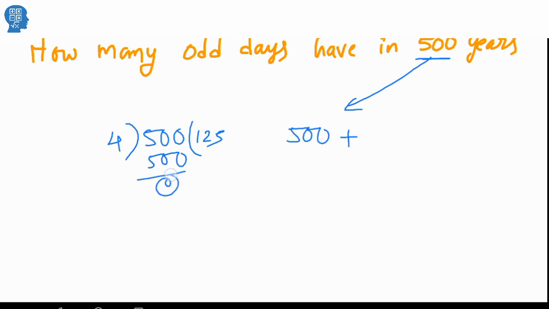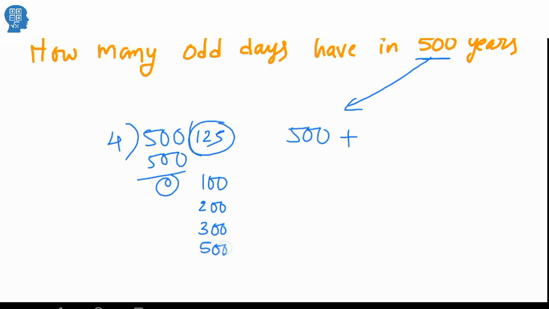So you will get a maximum of 125 leap years, the quotient after dividing. After that, you have to check the centuries, because some centuries are not leap years. The year 100 is not a leap year, 200 is also not a leap year, 300 also not a leap year, and 400 is a leap year.